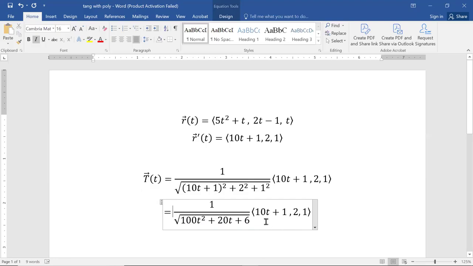Again, different values of t are going to give you different directions. The derivative is a different length, but the unit tangent vector is always going to be length 1. So while the derivative is going to have different lengths, the unit tangent vector is always going to have length 1.